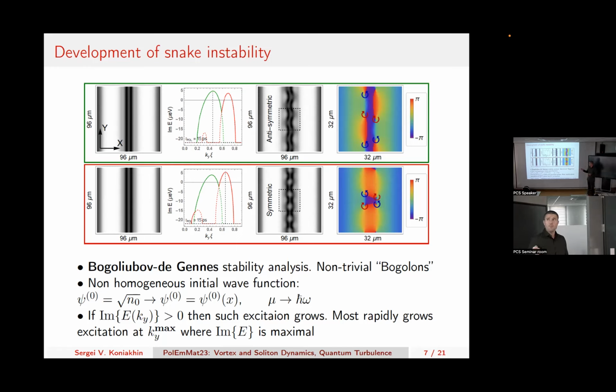And in general, this plot shows the imaginary part of the Bogolon energy as a function of wave vector along the y-axis. And the Bogolon with the highest imaginary part grows most rapidly, and this arc and this mode of Bogolons corresponds to an antisymmetric pattern. If we change somehow the values of the pump at the walls and the support everywhere, we can find that formation of a symmetric pattern is more favorable.